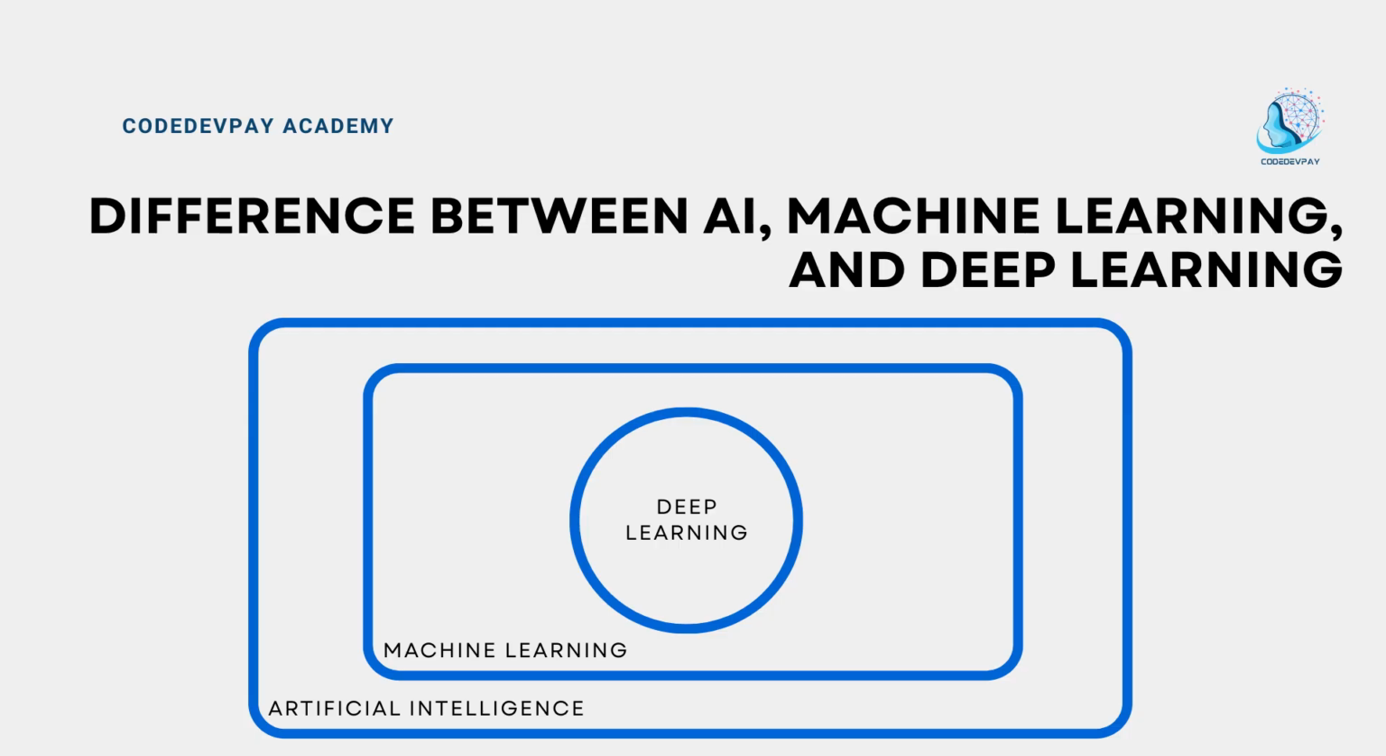So we've defined AI already as any system that can perform tasks that normally need human intelligence. And machine learning is a way of teaching computers to learn from data instead of being programmed step by step. And deep learning is a more advanced form of machine learning that uses neural networks similar to the human brain. Don't want to go deep into all of that.